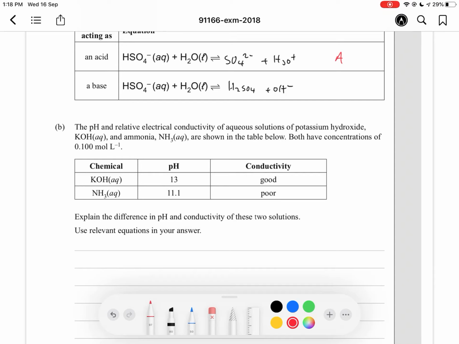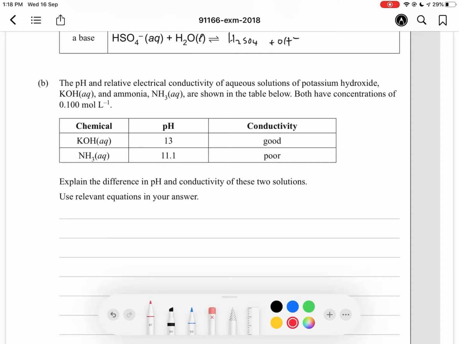Therefore, it's also going to have some ammonium particles as well as some of its ions. So basically I'm just saying that KOH is a strong base and NH3 is a weak base. As you can see here, the concentrations are both 0.100 moles per liter. However, the pH of KOH, the strong base, is higher than the pH of the weak base, NH3. Because pH is dependent on the concentration of hydronium ions and the hydroxide ions.